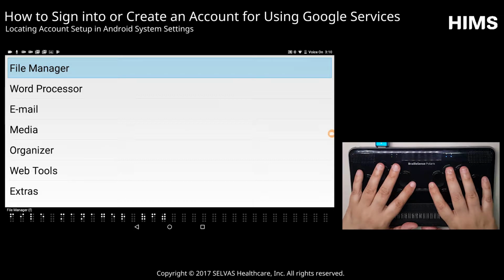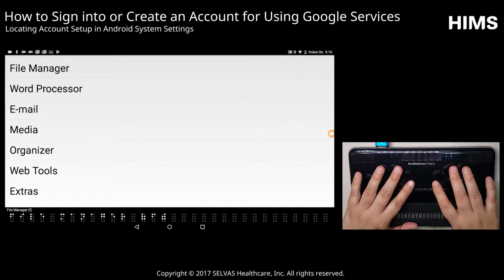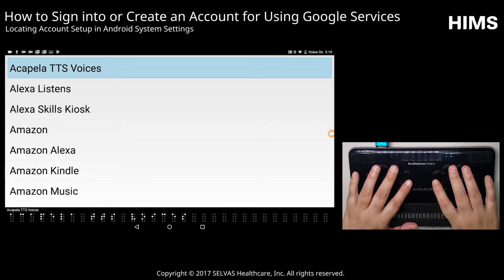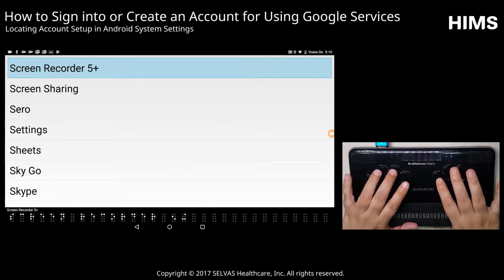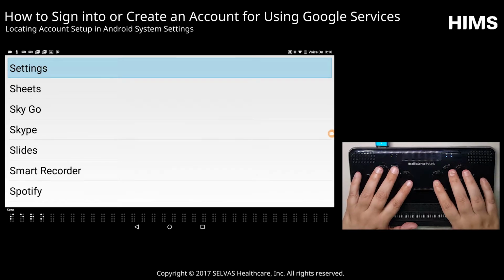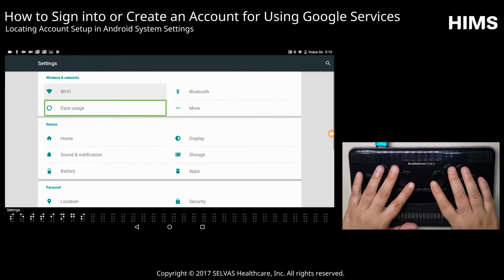I'm at my main menu, so I'll press A for all apps. TTS voices. And I'll press S several times to get to settings. Screen record, screen sharing, settings. And I'll press enter. Data usage. What I'm looking for is under personal, and accounts is not actually on the first screen, so I need to jump down a little bit.